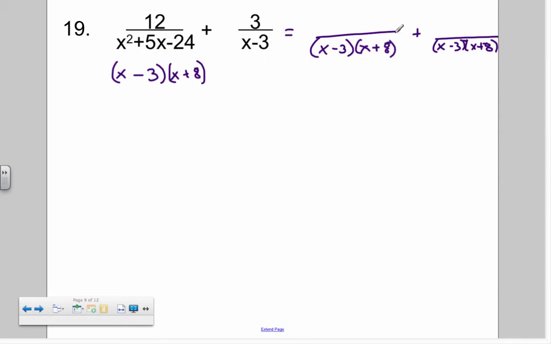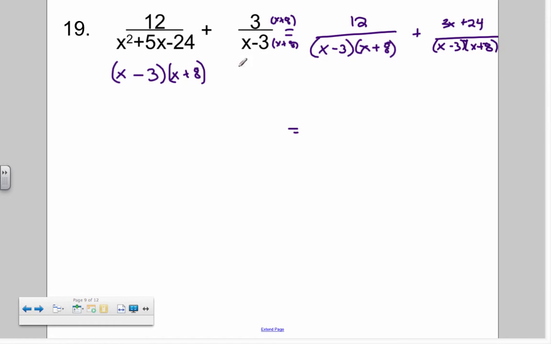Now that I've found my common denominator, I need to go ahead and convert my fractions. Well, this fraction already has the common denominator of x minus 3 times x plus 8, so I don't need to multiply anything top and bottom. I leave it the same. However, here I have x minus 3 as my denominator. To get x minus 3 times x plus 8, I would need to multiply by x plus 8 on top and bottom. When I distribute the 3 to the x plus 8, I'll get 3x plus 24.